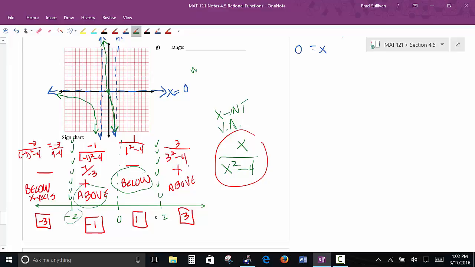And then in the last interval, when you're bigger than 2, it's going to be above. So your graph has to be strictly above the x-axis. What's going to happen to the graph as it approaches the vertical asymptote? What's it going to do? This. It has to. And what's going to happen as you approach the horizontal asymptote?